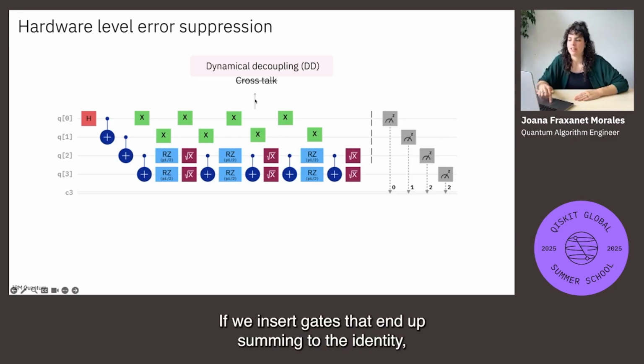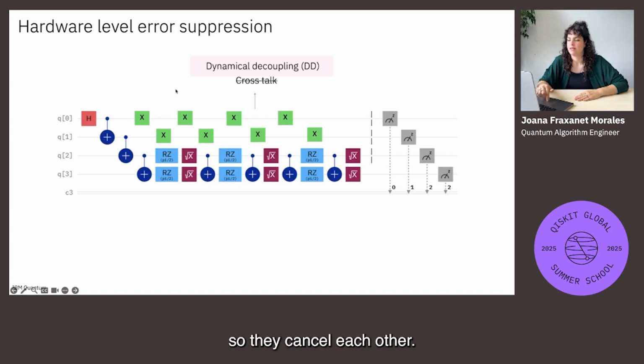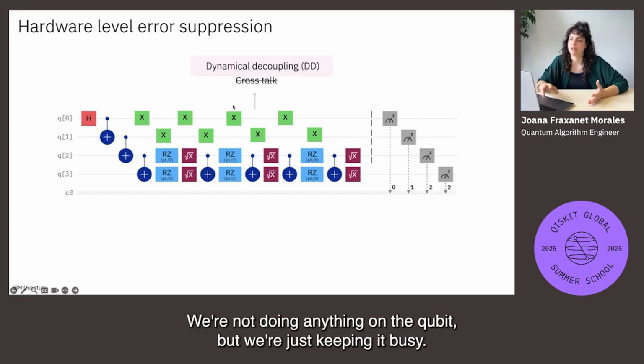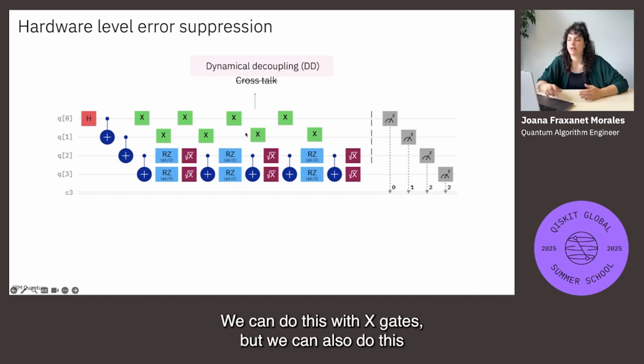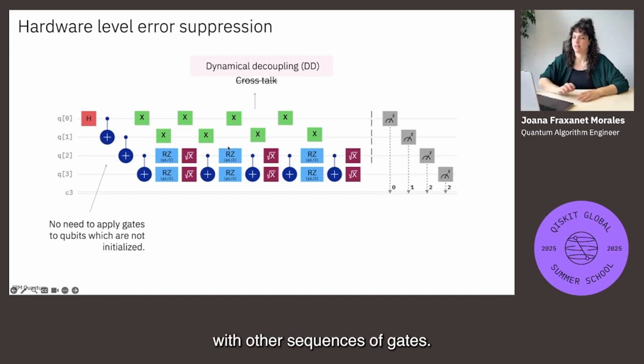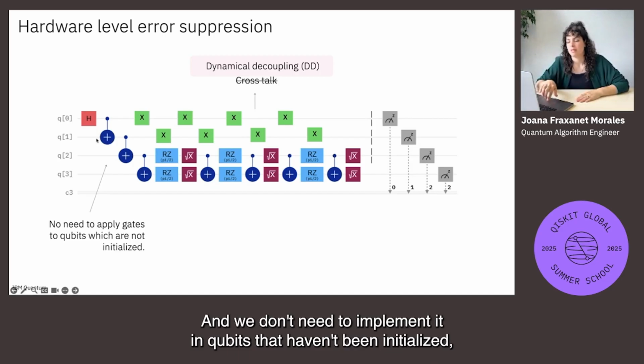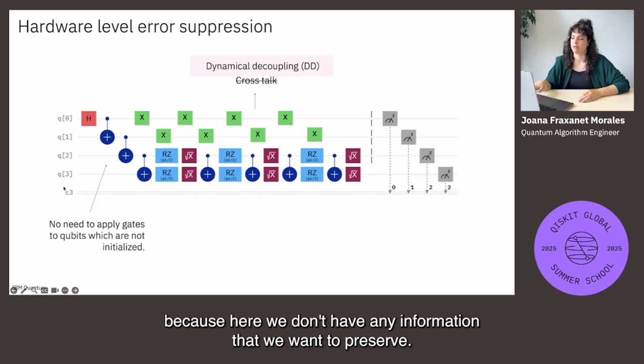If we insert gates that end up summing to the identity, so they cancel each other, we're not doing anything on the qubit, but we're just keeping it busy. We can do this with X gates, but we can also do this with other sequences of gates. And we don't need to implement it on qubits that haven't been initialized, because there we don't have any information that we want to preserve.